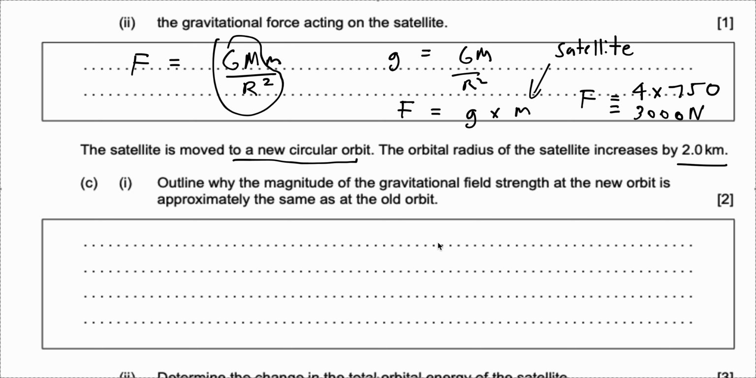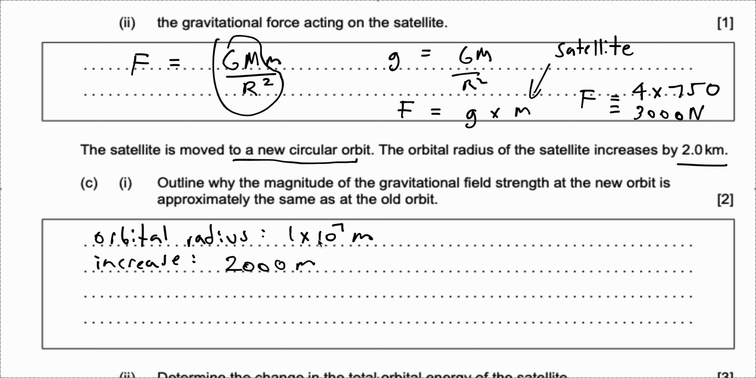Okay, think about it this way. What was the orbital radius? The orbital radius was at the beginning 1 × 10^7 meters. Now that's a big number. And what does it increase by? It increases by just 2000 meters. Let's just convert that. So that increases by 2000 meters.